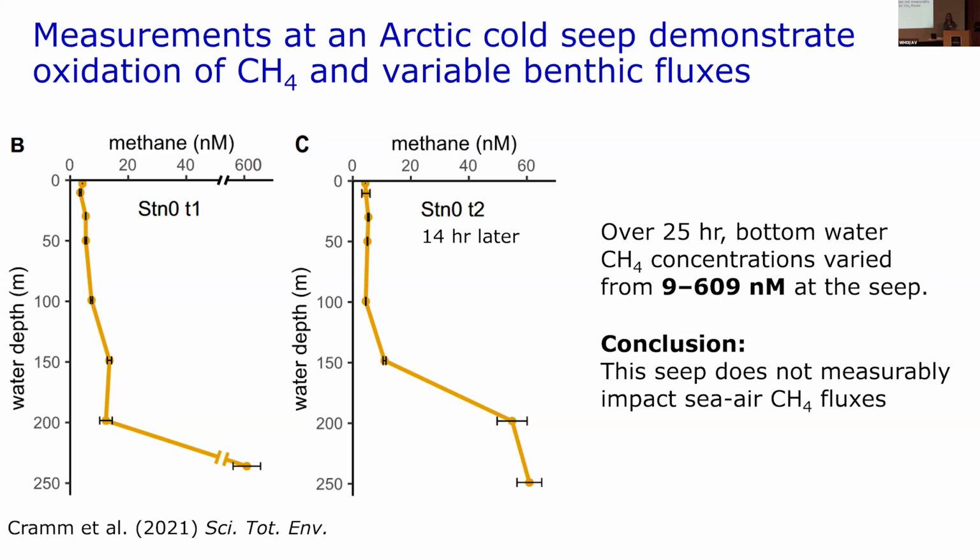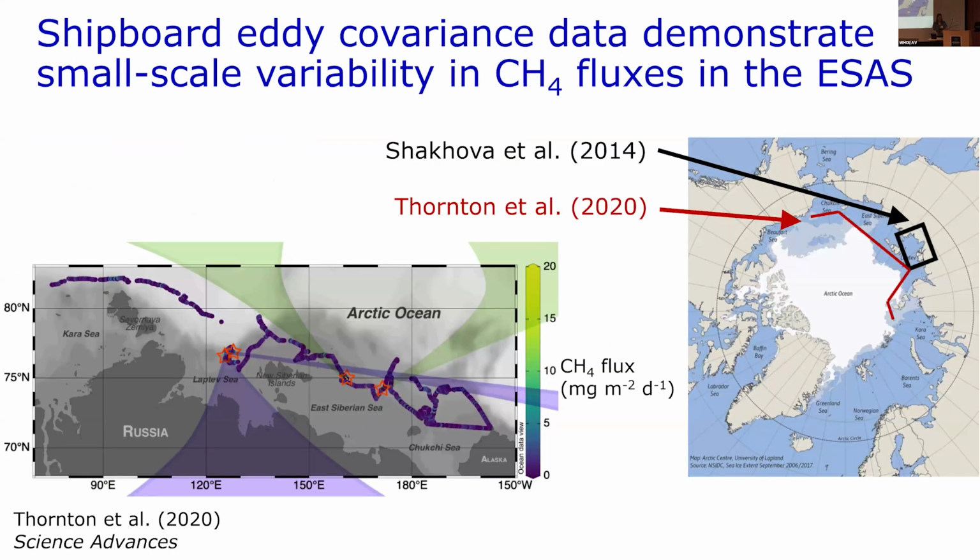So what about methane seeps that are happening in shallower waters, which occurs a lot on the East Siberian Arctic shelf? And so now I'm going to present some data from Thornton et al. That was published in 2020. And this is another method that we can use to look at fluxes of methane.